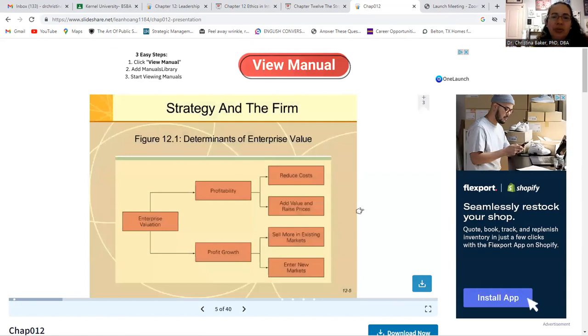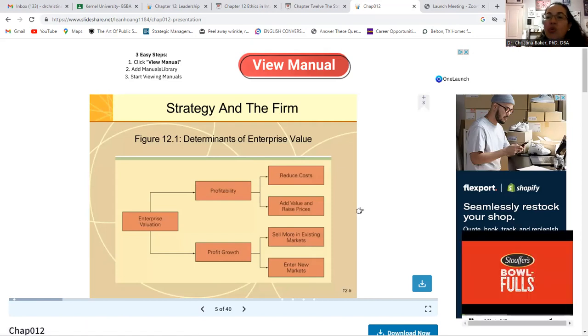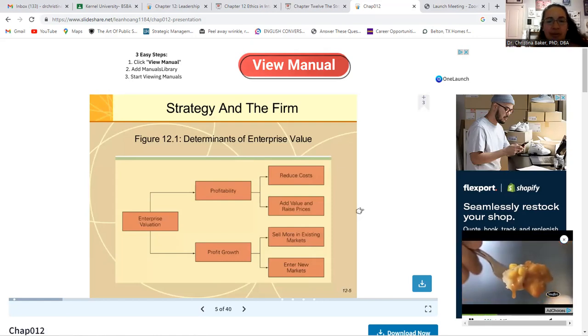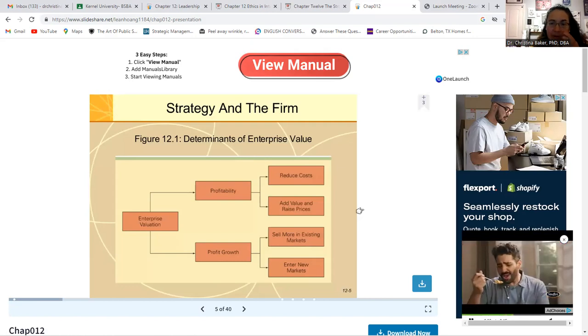We have strategy in the firm, determinants of enterprise value, enterprise valuation, profitability, profit growth, reduce the cost, add value and raise prices, and sell more in existing markets, enter new markets.